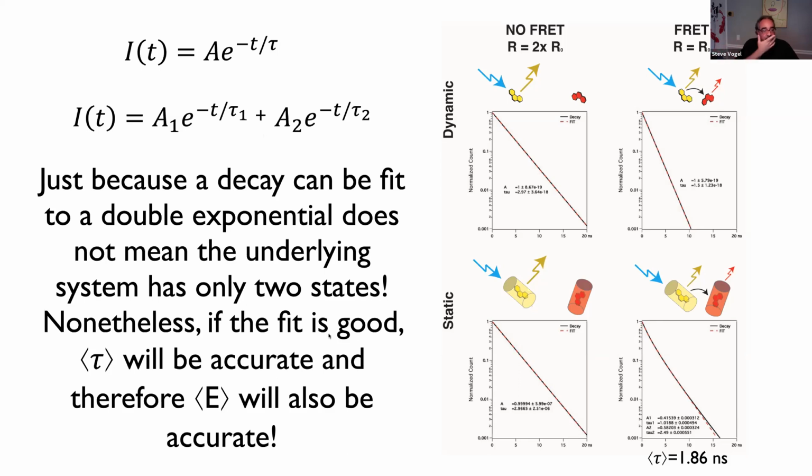Now, the good news, however, is if you do a fit, and it's a good fit, and in fact, this is a very good fit, what it means is your tau average that we talked about earlier will be very accurate. And if your tau average is accurate and you plug it into the FRET equations, that means your average FRET efficiency will also be accurate. So you can accurately measure how much FRET you have, but it's very difficult to interpret it in terms of this simplistic model of what it means.